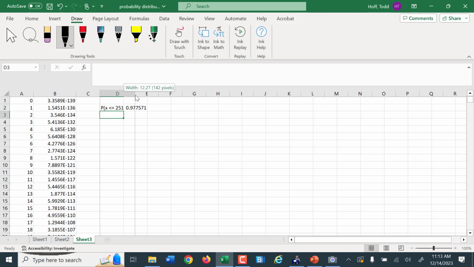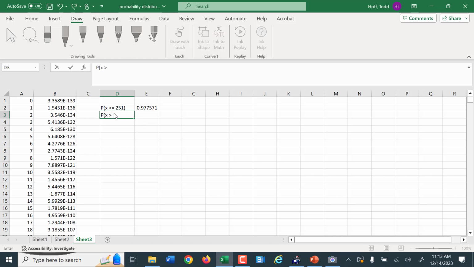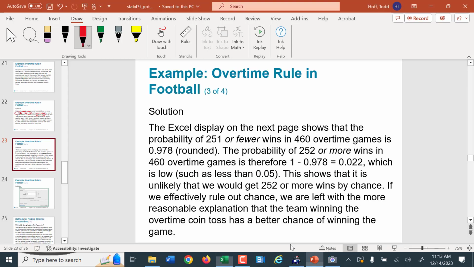So then the probability that x is greater than or equal to 252, which is the complement, is just going to equal 1 minus that probability, or the 0.022 is what we found down below. And so as they go through this, again, they're using that complement just like we did. They found that being 251 or fewer, using that cumulative function, gave them the 0.978. They did 1 minus 0.978 to get the 0.022, which is what we found.